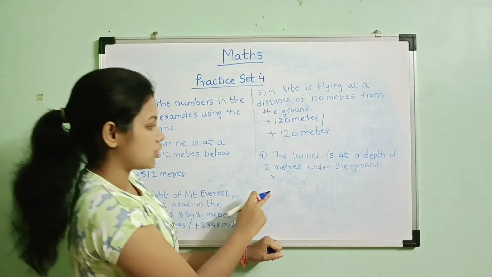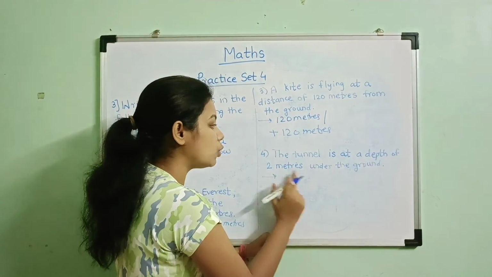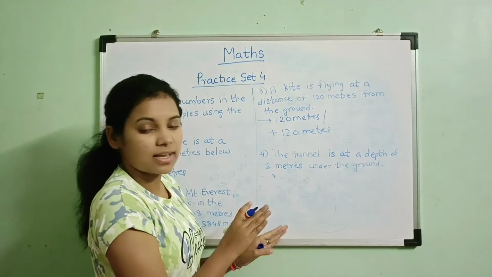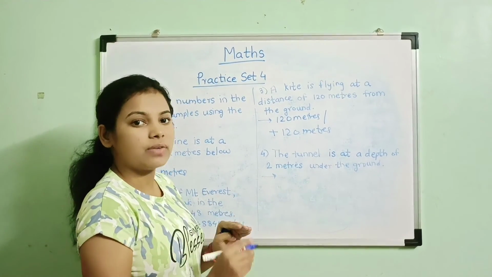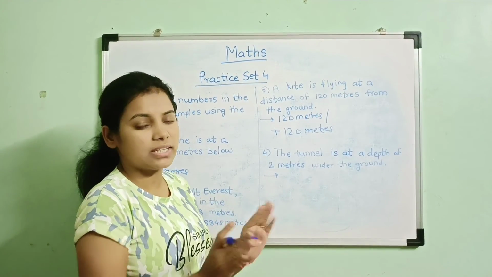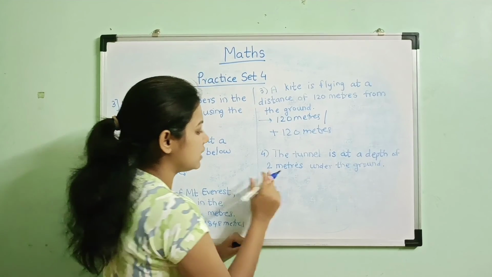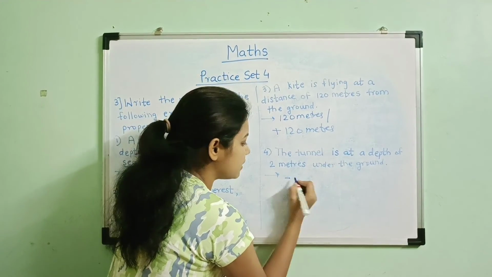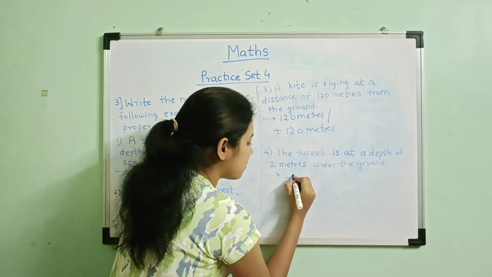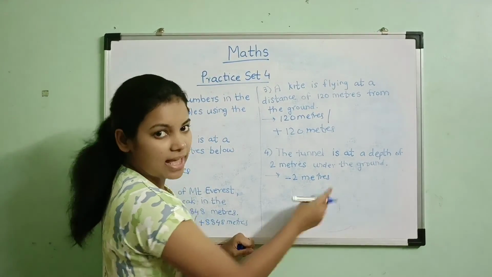Now the last question for this session. The tunnel is at a depth of 2 meters under the ground. It is under the ground. And when we are considering under the ground or below the ground, we will simply give a negative sign to that number. Here 2 meters is given, so there will be a negative sign, meaning minus 2 meters. You can simply write meters as small m.